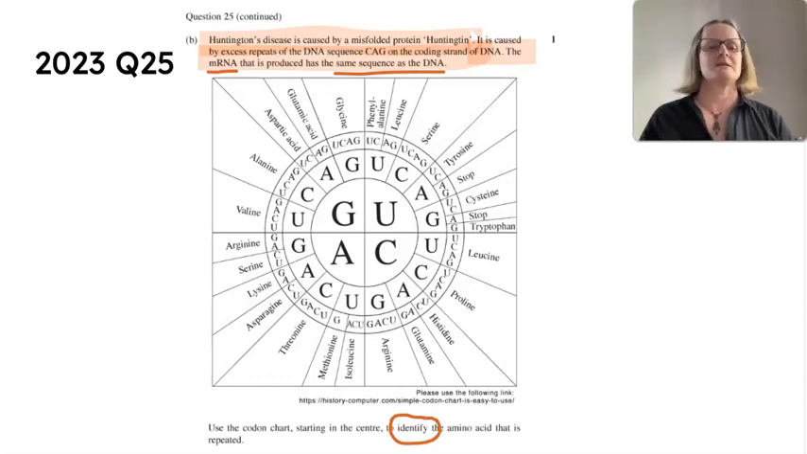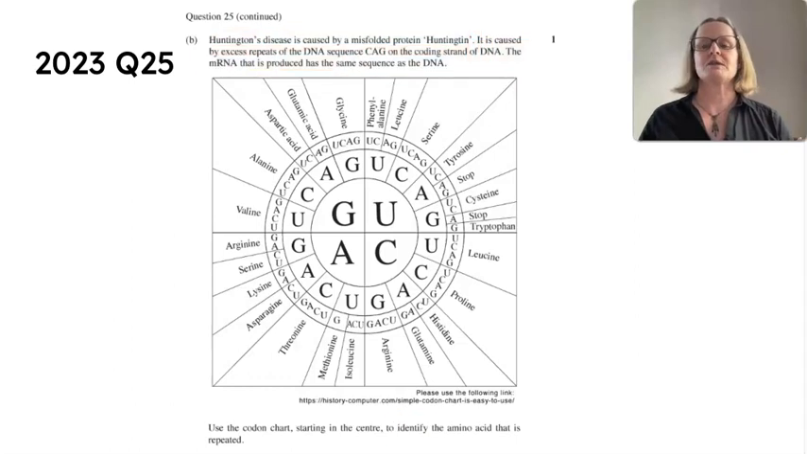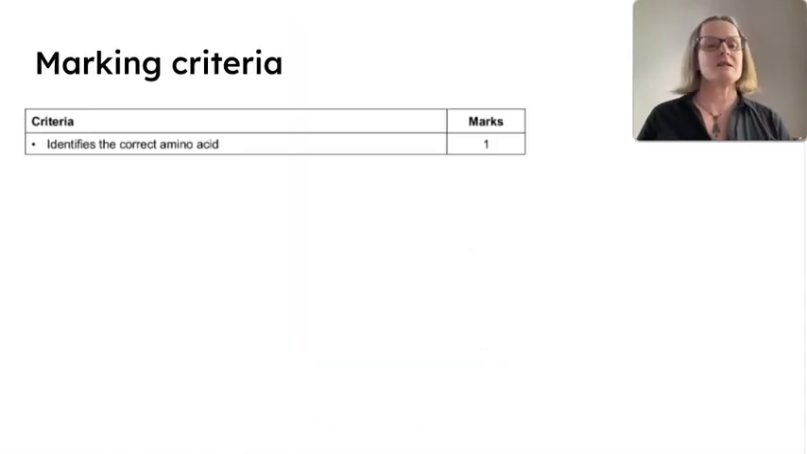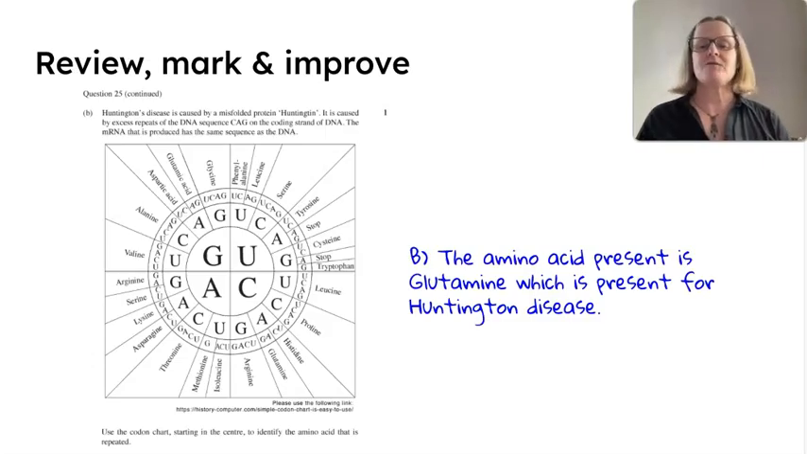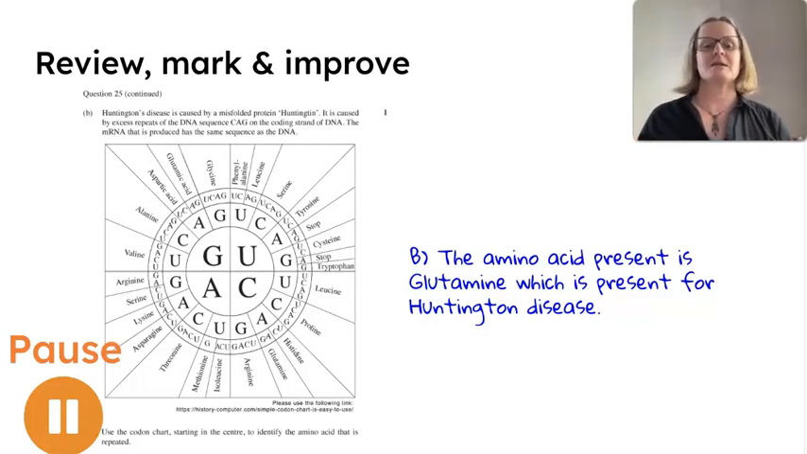chart to do that. So let's have a look at what this student has done. So hopefully they are going to correctly identify the amino acid, and they have written this. So pause the video and work out if they're correct, and if they're not correct, correct them.